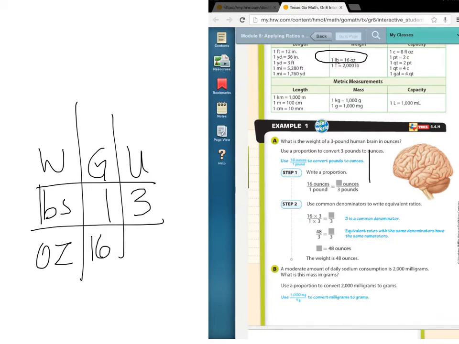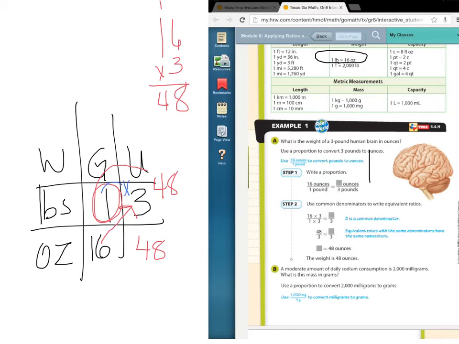Now I've taught you that the way that's going to work every single time is to cross multiply and divide. Okay, so 16 times 3 is 48. That equals 48. And 48 divided by 1 is 48. Now some of you are saying, Ms. Valletta, why can't we just take it times 3? 1 times 3 is 3. 16 times 3 is 48.